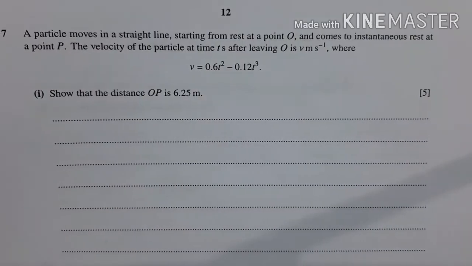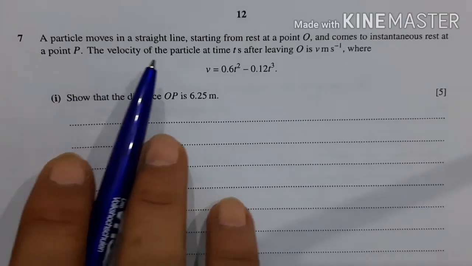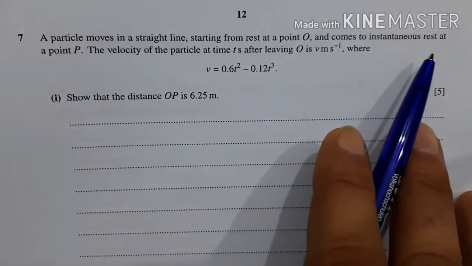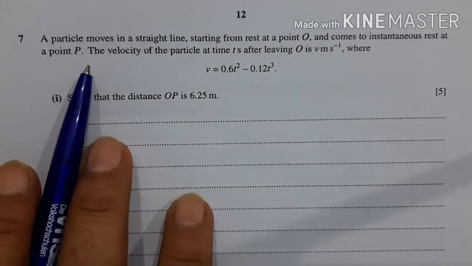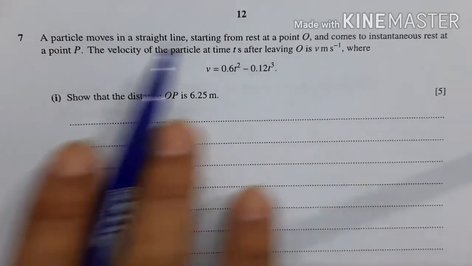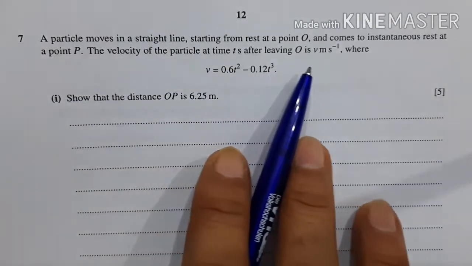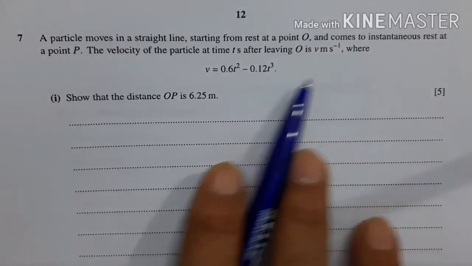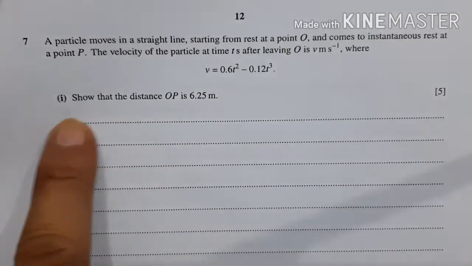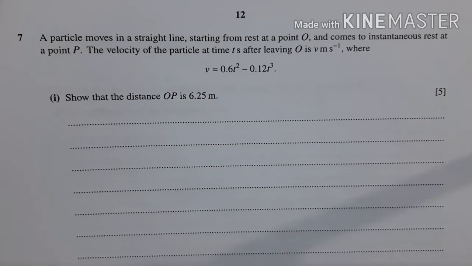Okay. Now question 7: a particle moves in a straight line starting from rest at O and comes to instantaneous rest at a point P. So there are 2 points where the particle was at rest, one is O and one is P. The velocity of the particle at time t seconds after leaving O is v meters per second, where this is our main equation of velocity. Show that the distance OP is 6.25.